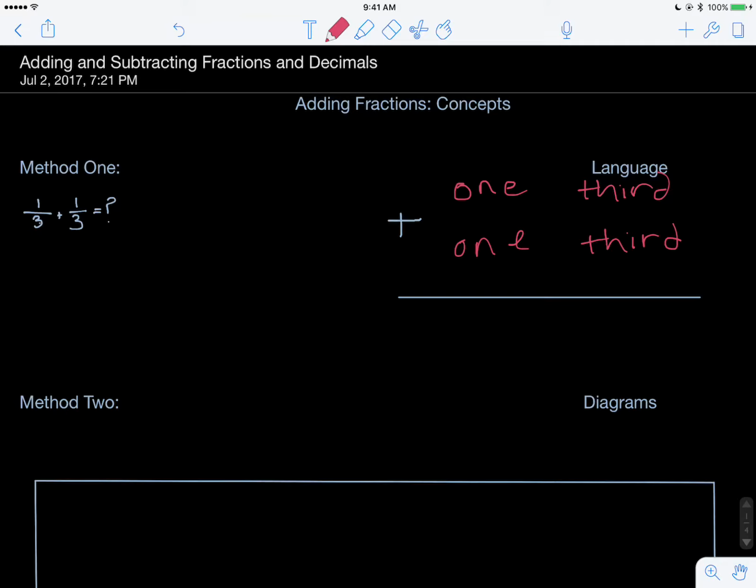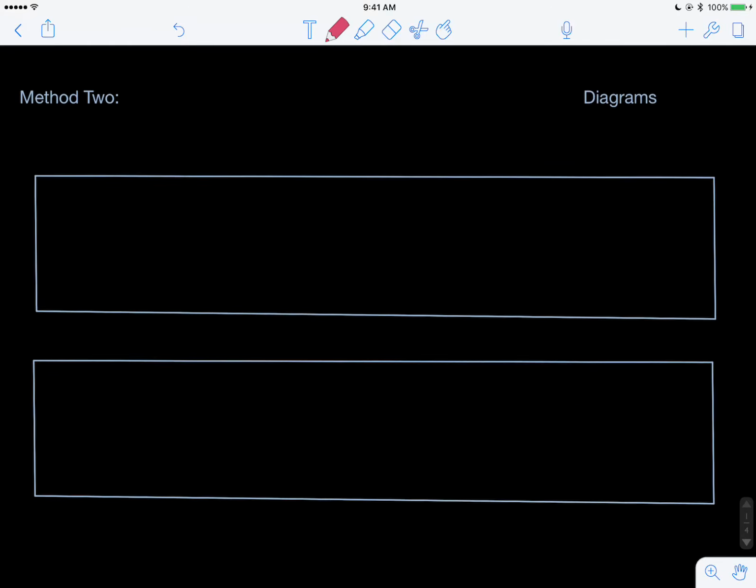This works in the same way as if I was adding one apple plus another apple, the apple becomes more of a unit. In that same way, we can just translate the unit down, and the answer is 2/3. That's how you understand it in a more conceptual way.